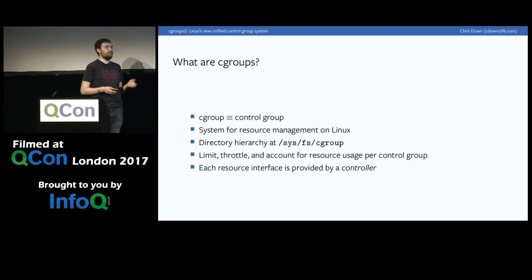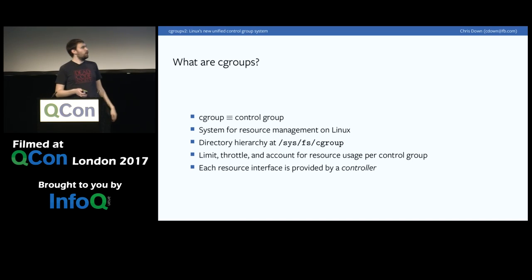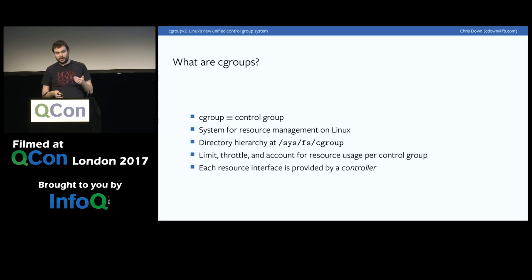You just do things with files in sysfs cgroup, and that should be basically not that difficult. Usually, you do want the writing of the hierarchy to be done by one application, which we use systemd for, for example. But ultimately, you can do it with other applications, and the more common case is to read things from that hierarchy. Each resource interface is provided by a controller.